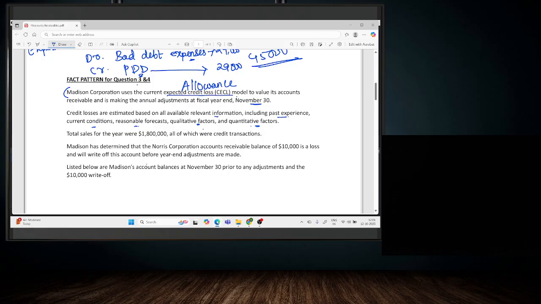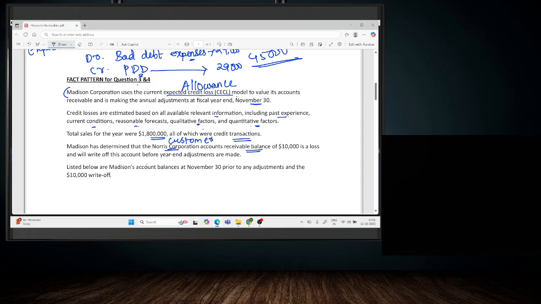The total sales for the year were 18 lakh, all of which were credit transactions. So 100% of the sales is on credit. Madison has determined that Norris Corporation's accounts receivable balance. Norris Corporation is a customer of Madison. So Madison is the company and their customer is Norris Corporation.